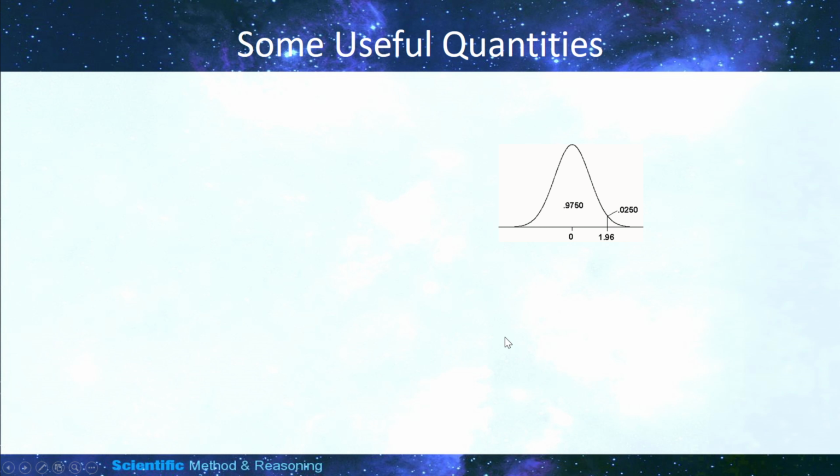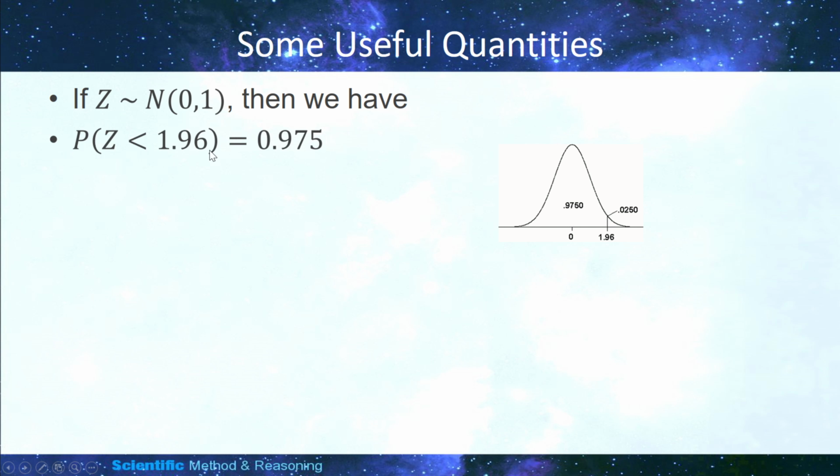But basically what we would like to introduce here is some very, very useful quantities, and they would be provided in the examination, so you can imagine how important these quantities are. If we have a standard normal random variable, normally denoted by z because of the z transformation, so z follows a standard normal distribution with mean 0 and variance 1, then the probability that z takes on a value less than 1.96 is 0.975.